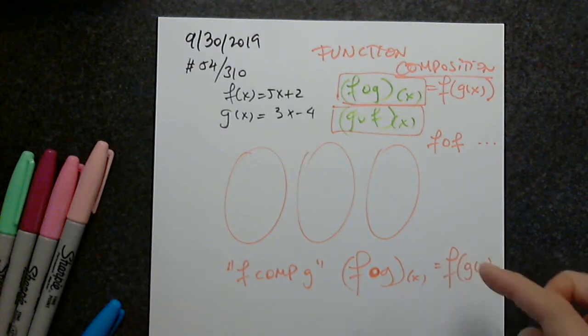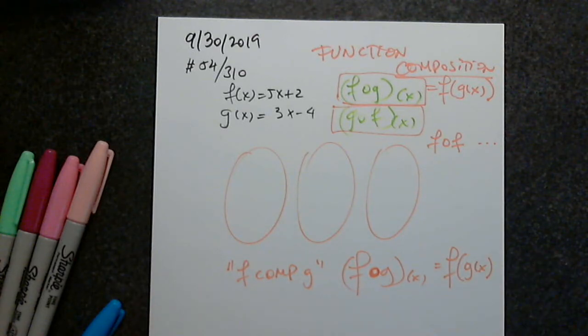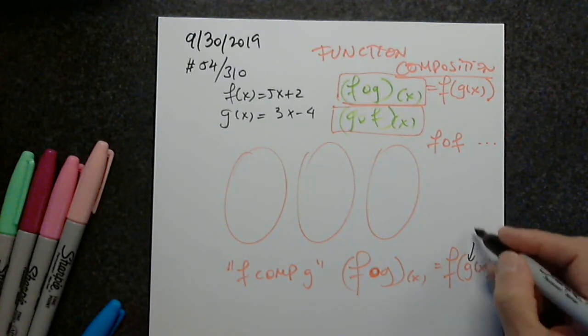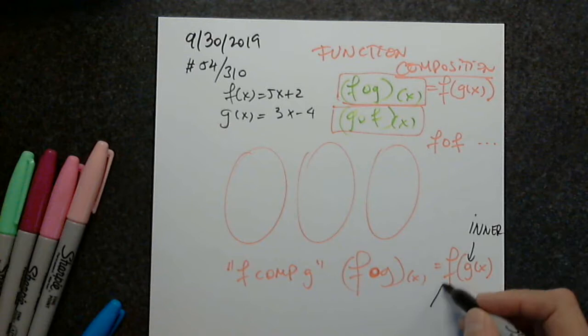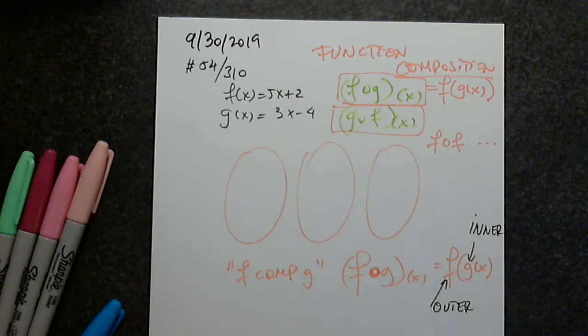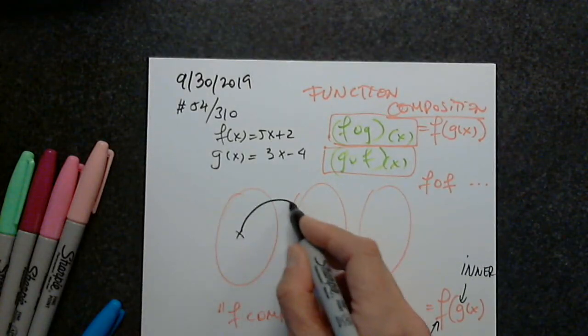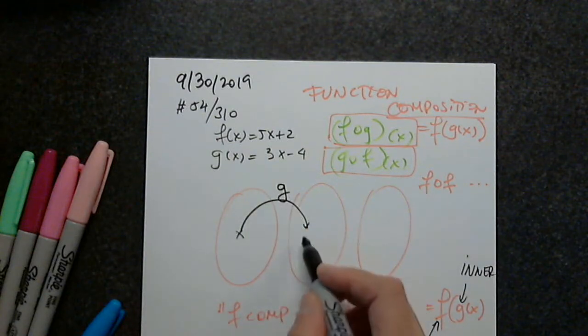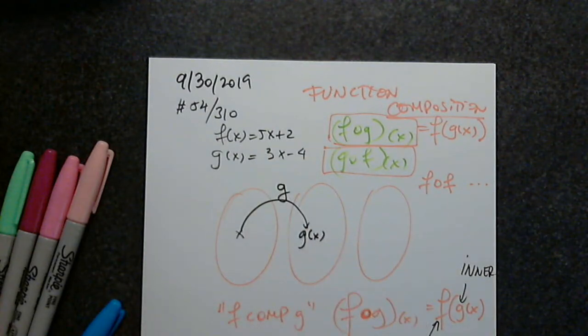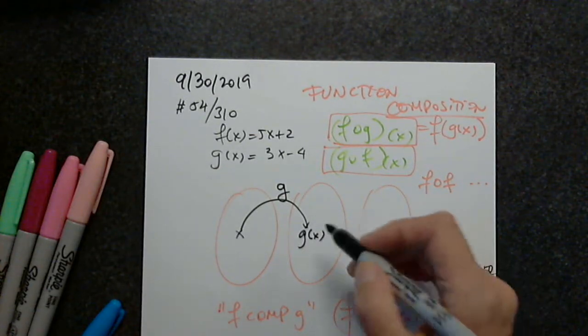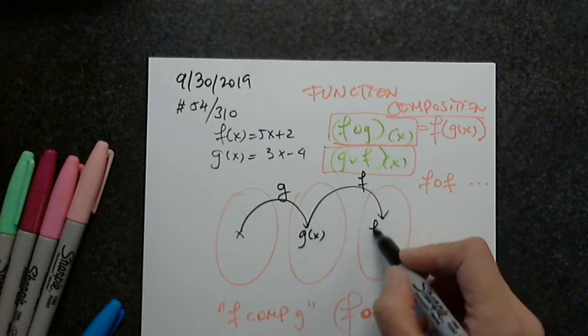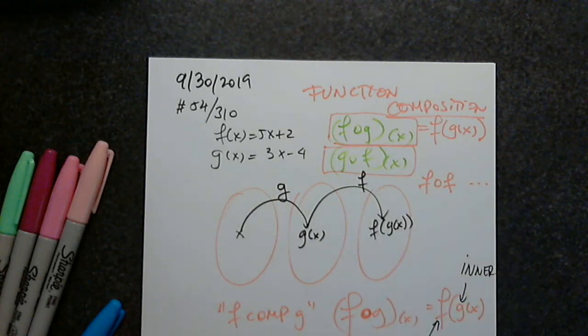Which of these two functions do you think is the inner function, the function that is applied to x first? g, of course. This is the inner, and this is the outer. So to x, we apply function g to get g of x. And then after we are done and we get a number here, we are applying function f to this number to get f of g of x. And this is function composition f comp g, where g is the inner, f is the outer.